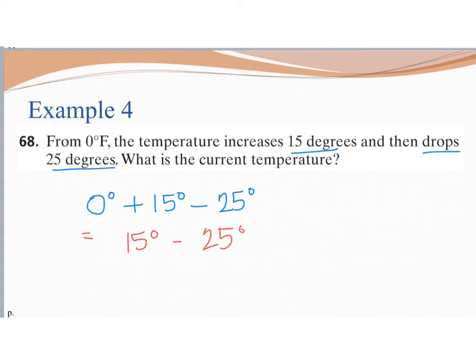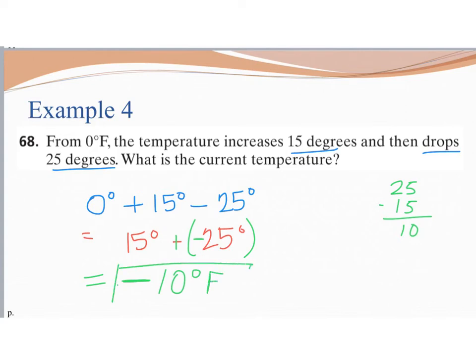And if you want to change your sign, I'm going to turn that subtraction into a positive and make my 25 degrees negative. So now I end up with 15 plus a negative 25. Well, 25 numerically is bigger than 15, and that 25 is negative. So then I end up with 25 minus 15, which is really 10. So we are at a current temperature of a negative 10 degrees Fahrenheit.